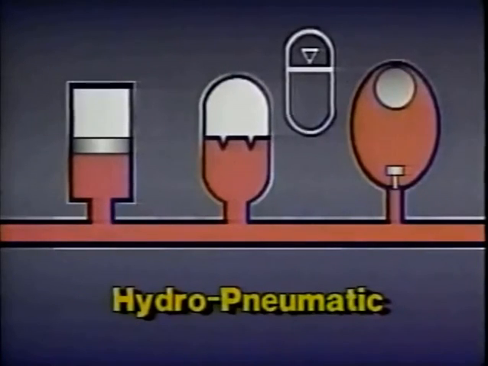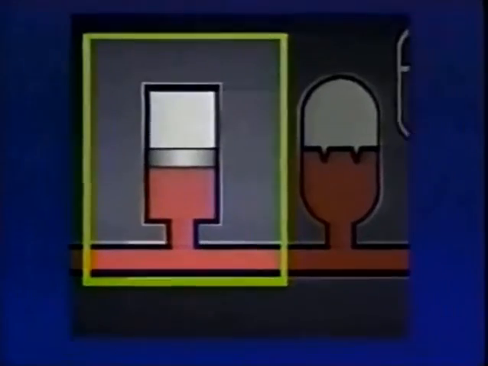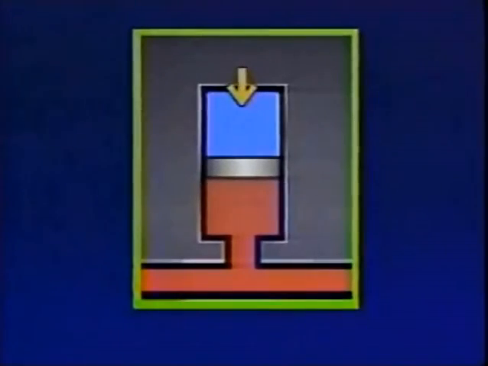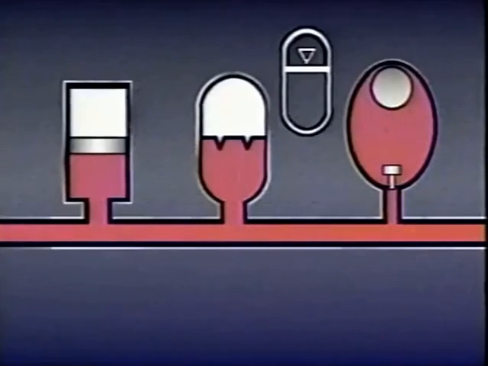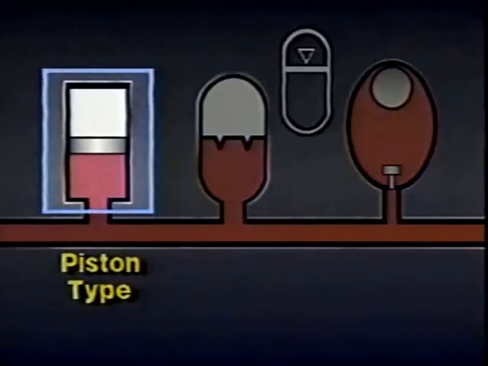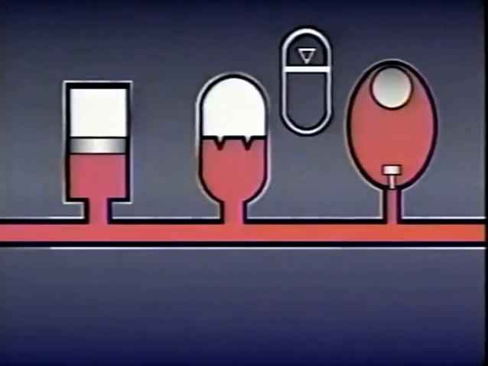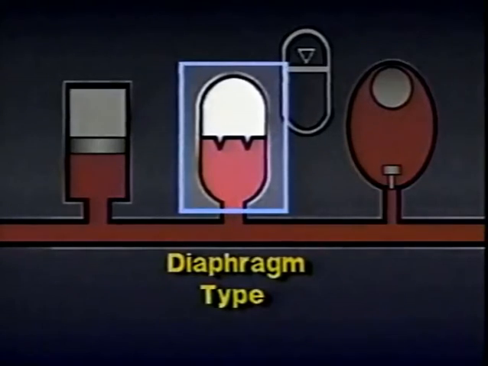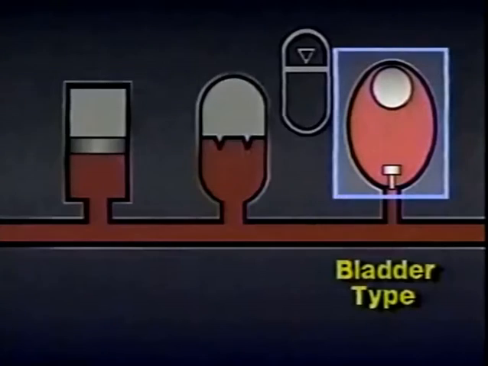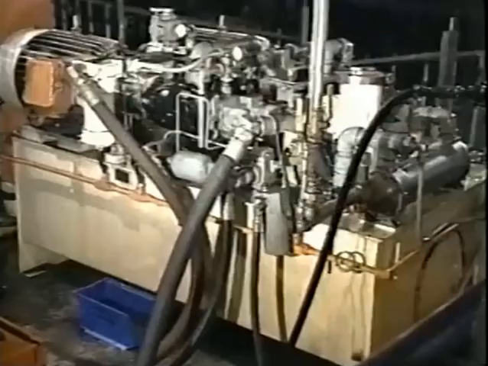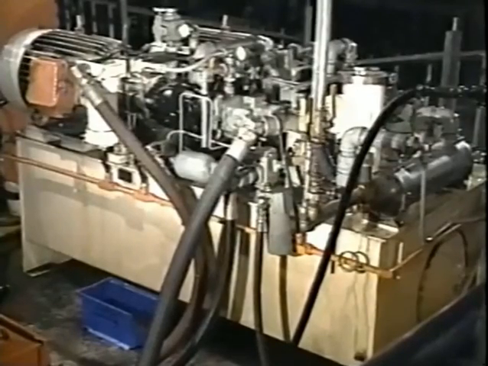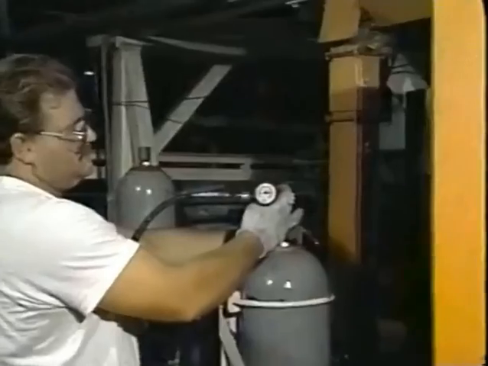One of the most common accumulators is the hydro-pneumatic type. They operate essentially the same as spring-loaded units, except they use a compressed gas in place of a mechanical spring to store energy. There are several kinds of hydro-pneumatic accumulators. One kind has a moving piston which separates the gas from the hydraulic fluid. A second kind uses a flexible diaphragm. And the third kind uses a rubber bag or bladder inside a steel shell or housing. Let's take a closer look at how hydropneumatic accumulators work.